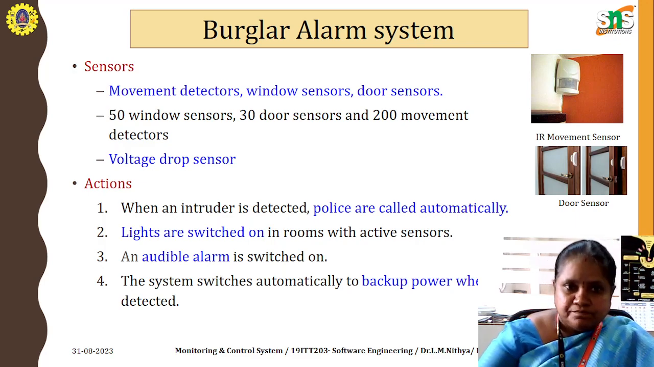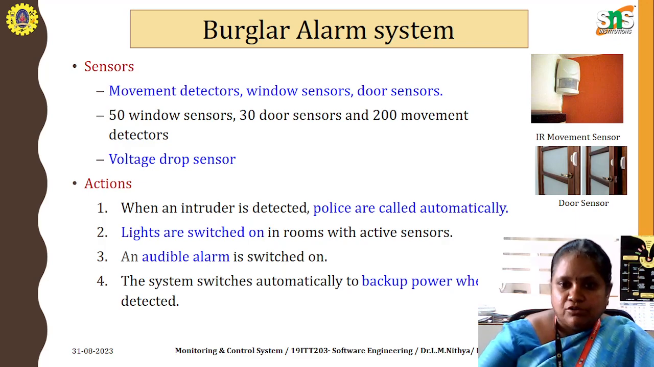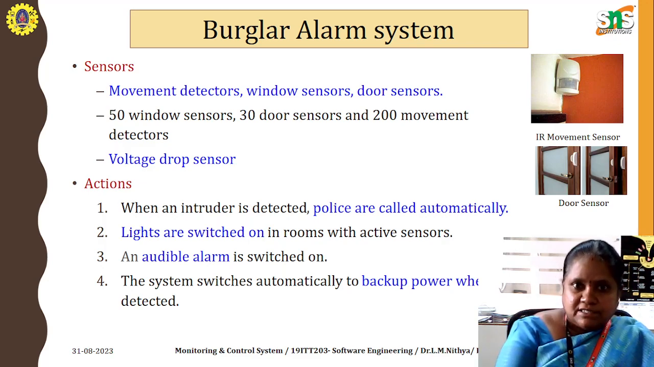So what are the actions to be taken? First we have to identify what are the sensors needed and what are the actions to be performed. When an intruder is detected, police are called automatically. That is the first action. Lights are switched on in rooms with active sensors. Where sensors are making signals, their lights will be switched on, and an audible alarm is switched on. Similarly, when power goes off, a backup power is given to the system so that it doesn't go off even if power is shut. These are the sensors and actions needed.